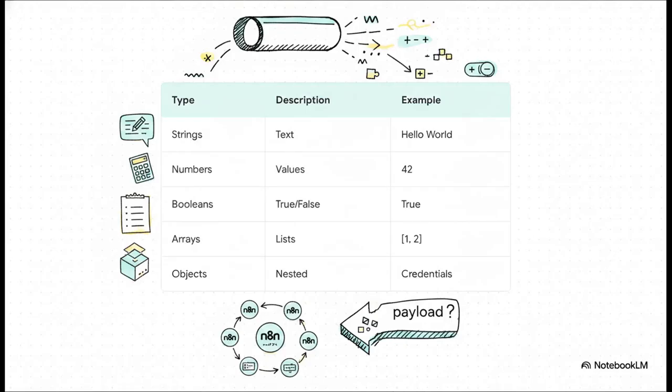But what does that baton, that payload, actually look like inside? Well, nodes usually communicate using 5 main data types. You've got strings, which are just simple text values like hello world. You've got numbers, which are, you guessed it, numeric values. Booleans, which represent straightforward true or false statements. Arrays, which are lists of items. And finally, objects, which are structured, nested data, like a neat little packet containing a user's name and their email address. Mastering these is what makes the whole system just click.